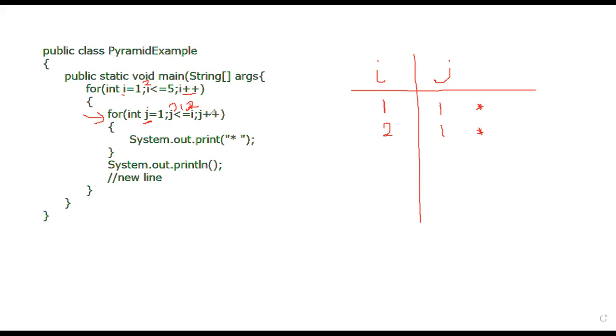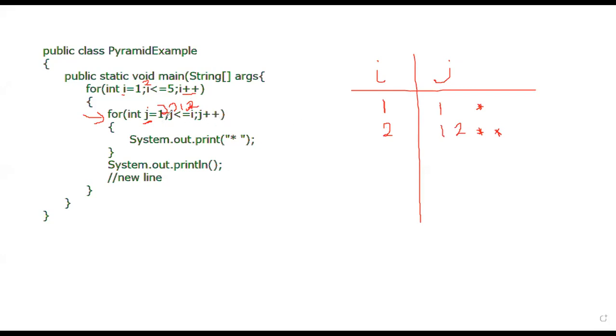Then it will update the j. So 1 plus 1, which will give the value of j to be 2. So if j is 2, 2 is less than or equal to 2, where our new value of I is 2. That condition is true. So it will print another star. Then it will update the j again. So 2 plus 1, which is 3.